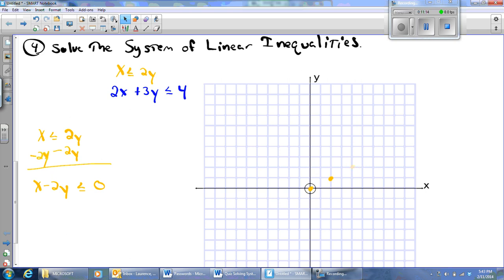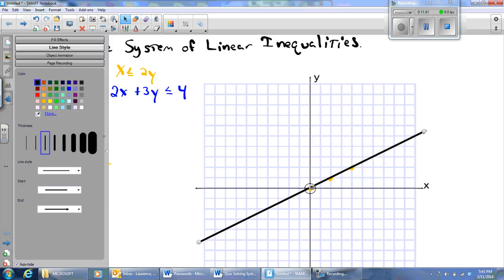Rise 1, run 2. All right, now it's equal to, so it'll be a solid line. Oh, that's the wrong place. Let me make him nice and thin. And remember, I said it's going to be a solid line because it's equal to.